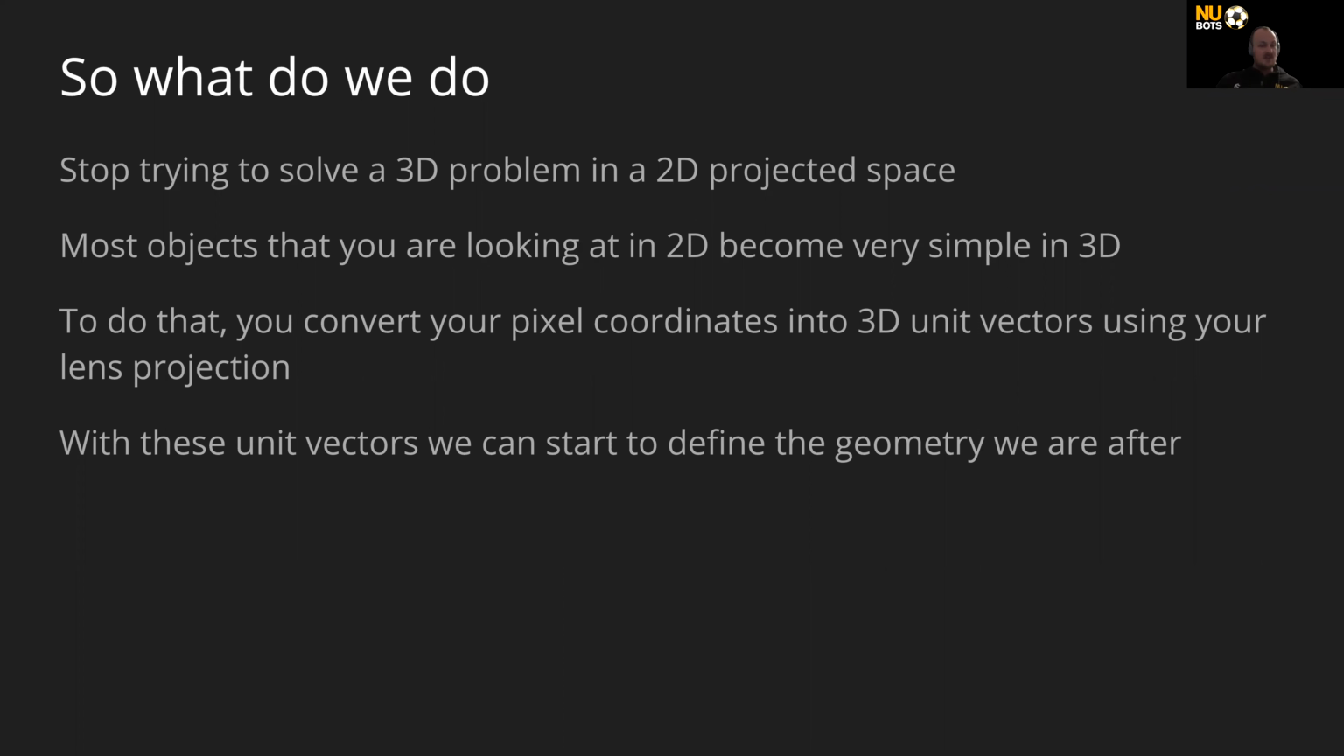And once you've got these unit vectors, you can start to really define the geometry that you're actually looking for, rather than defining what the geometry looks like once you've squashed it through some function. So let's go through a couple of the common objects that we'll want to look for in RoboCup.